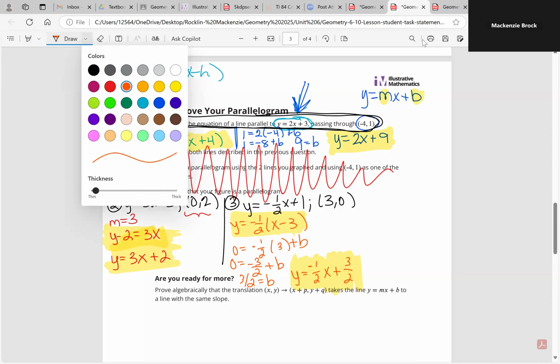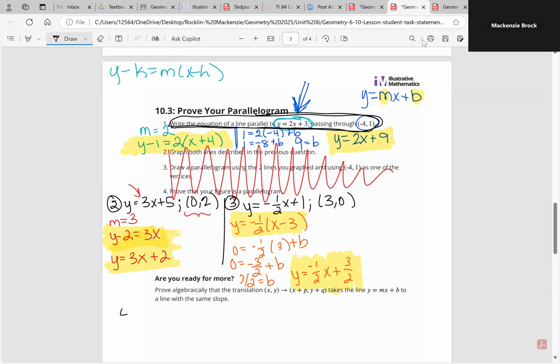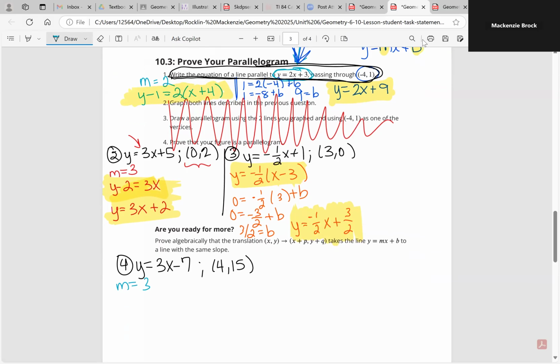Okay, last one. I'm gonna do this kind of down at the bottom because I'm running out of room. So I want the equation of the line that is parallel to 3x minus 7 and it goes through the point 4, 15. So my slope would be 3, right? It's parallel. So I could do y minus 15 is equal to 3 times x minus 4. There's my point slope form.